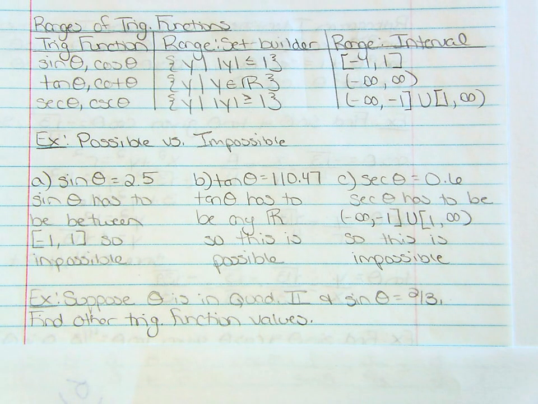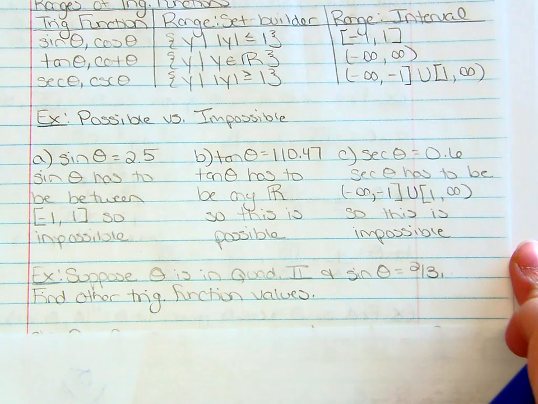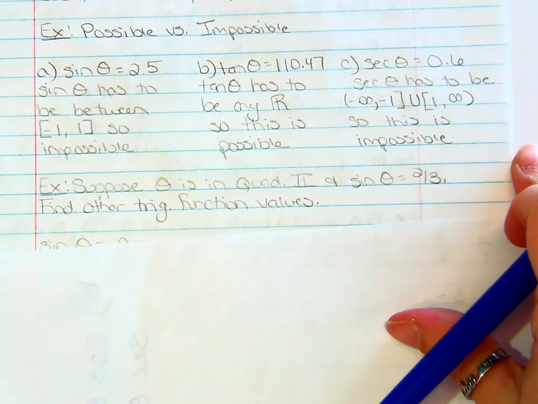Any questions on the impossible versus possible versus the range that we're getting out of our different trigonometric functions? I'm going to slide it up a tiny bit. I'll leave all the impossible possible right there, though.